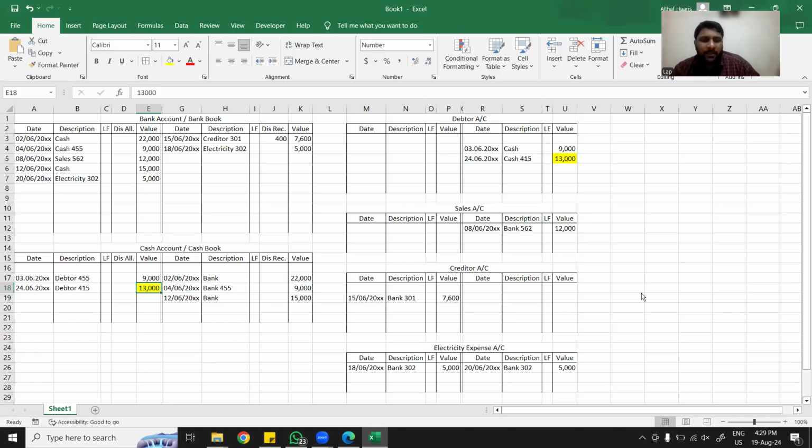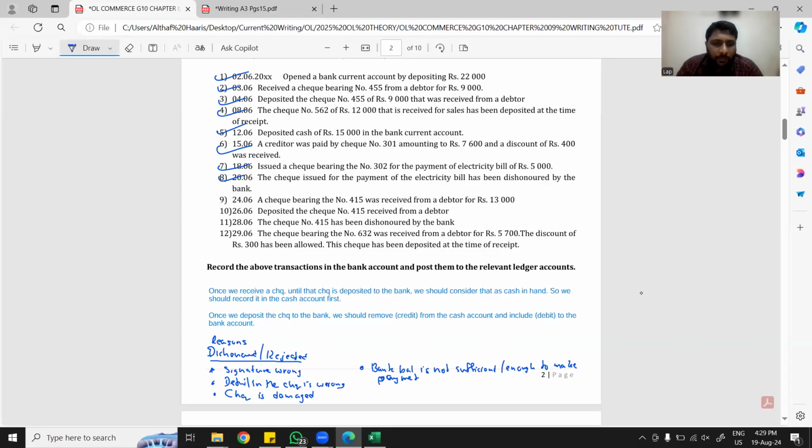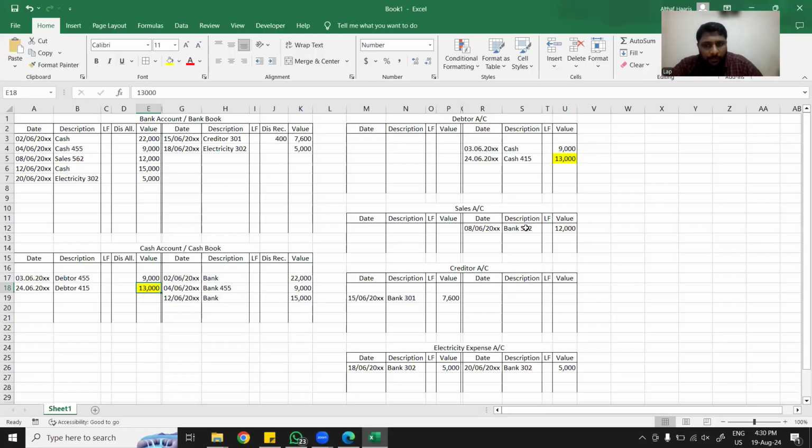Let's move to the next one. Deposited the check number 415 received from the debtor. So you deposited the check, reverse it. Not reverse, remove from the cash account.